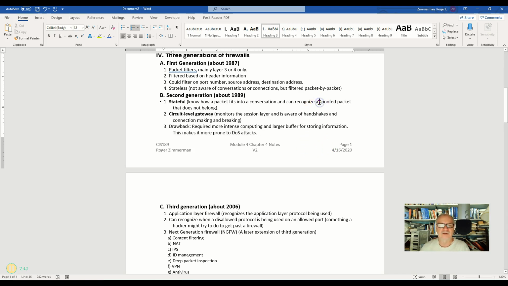That is to say, there's a lot going on in these firewalls, and they have to cache more packets, more segments, and more information as they're aware of the conversations. And so because they're doing a lot more and they have to have a lot more in their memory, that means that with more intense computing, they're more prone to denial of service attacks, because now you can flood these things and break them, so to speak. So that is kind of a drawback as we get higher and higher in these levels of firewalls.